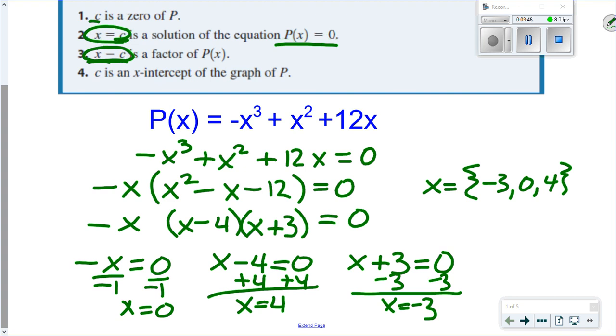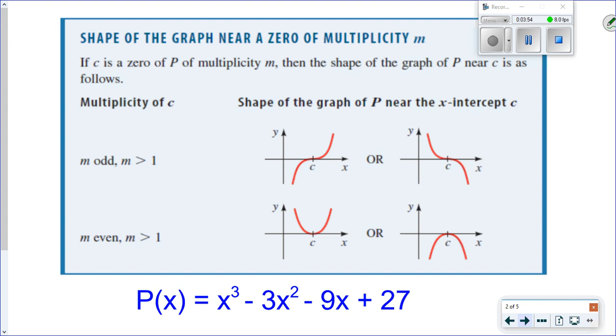Okay. So honestly, this is not new. We've actually been doing this. But there is a little bit more information about the zeros that you can get from the factors. And we call this the multiplicity of the zero. The multiplicity of the zero tells you the shape of the graph at that x-intercept or near that x-intercept. So it actually works like this. If c is a zero of the polynomial with a multiplicity m, then the shape of the graph of p near c is as follows.